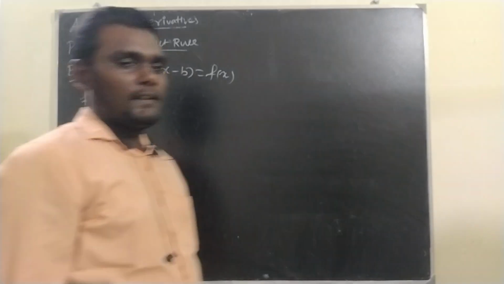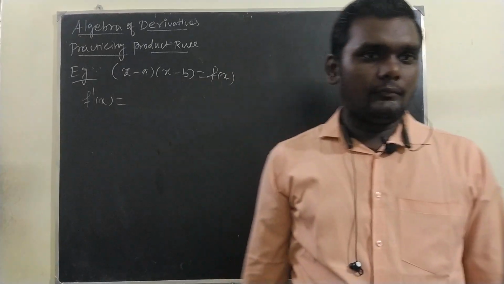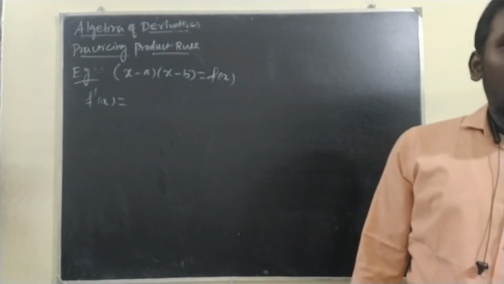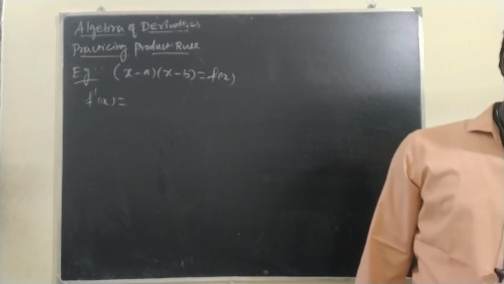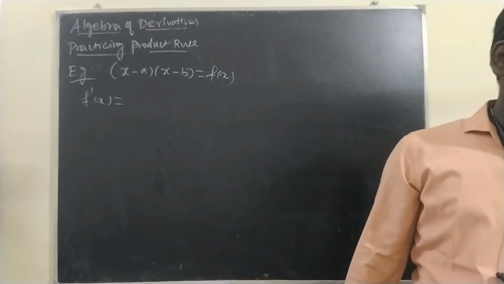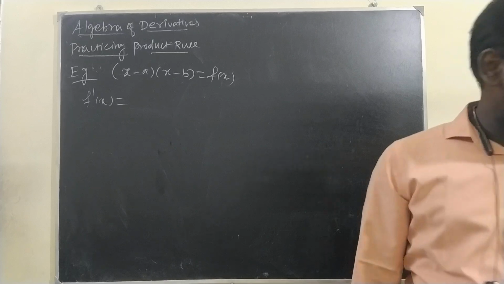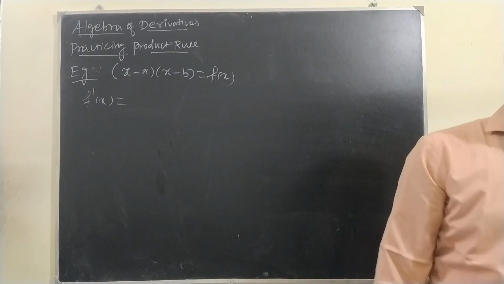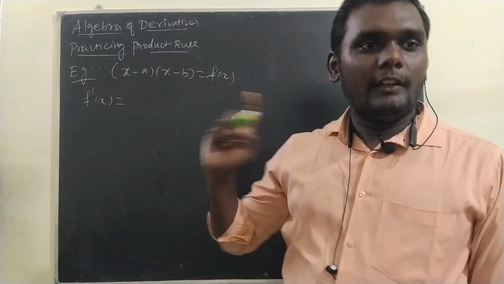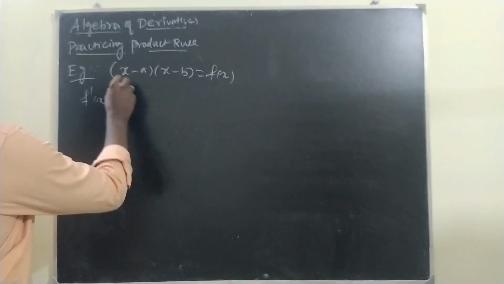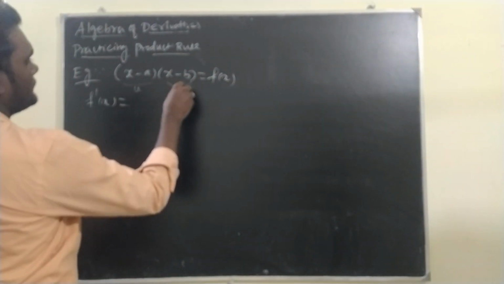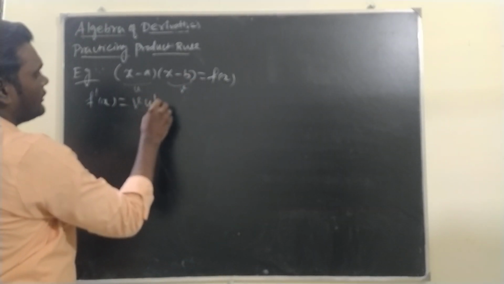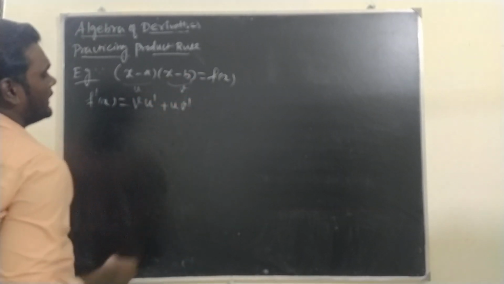Previously, how did you find this? Multiply that and you found that. Now, after learning the product rule, tell me, is it necessary to multiply? uv. What is u? What is v? This is u, this is v. Okay. So, v u dash plus u v dash.